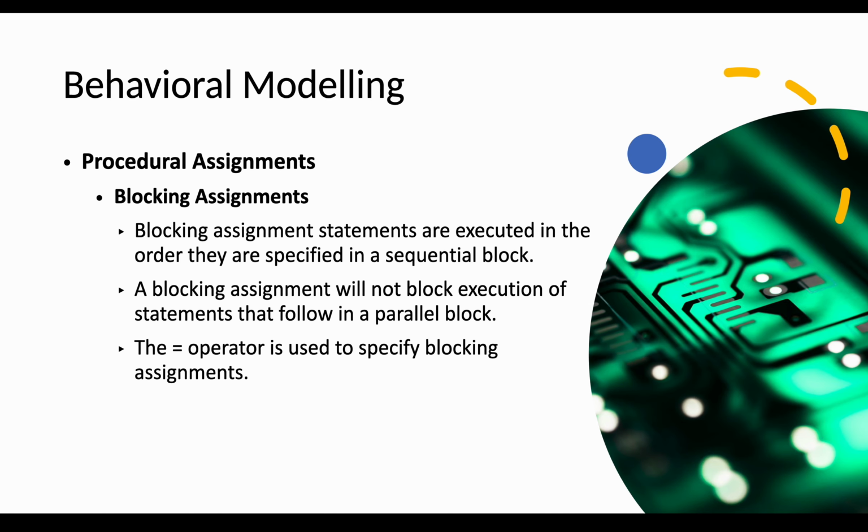Then we will discuss the two different types of procedural assignments. First we will discuss blocking assignments. Blocking assignment statements are executed in the order they are specified in the sequential block. A blocking assignment will not block execution of statements that follow in a parallel block. We will discuss what a sequential block and parallel block are later. The equal operator is used to specify these blocking assignments.